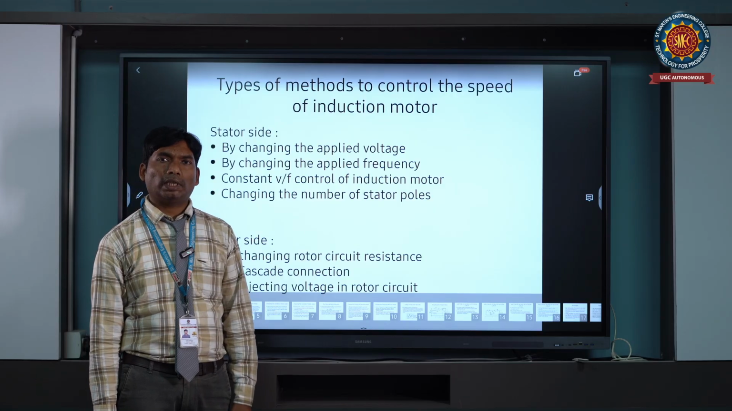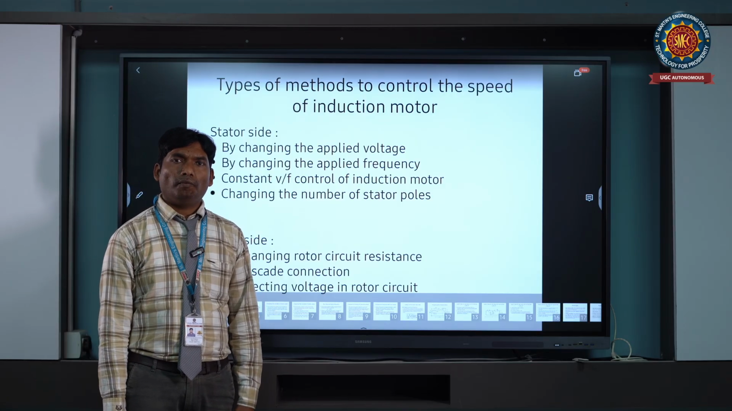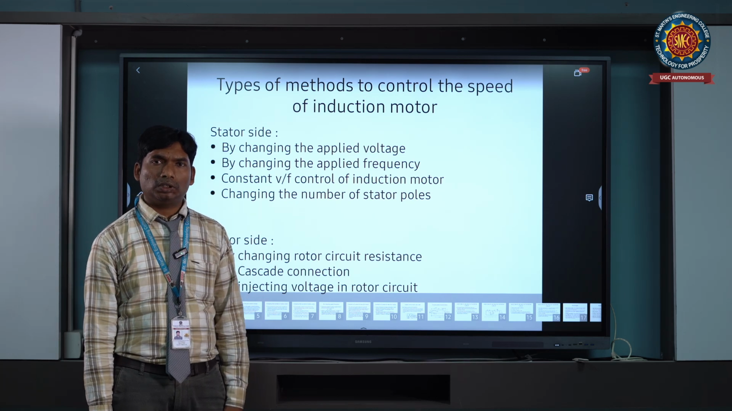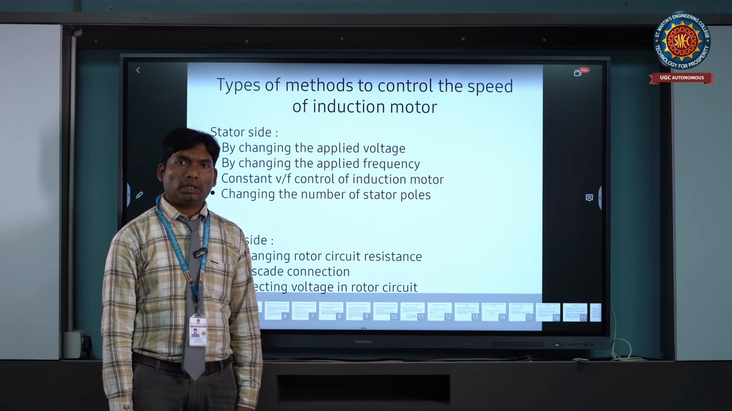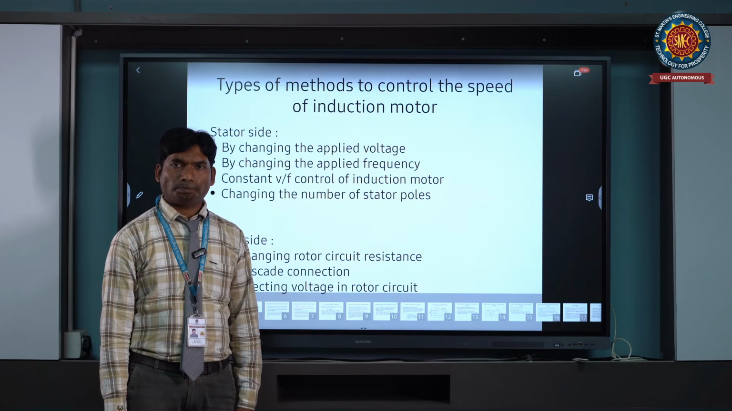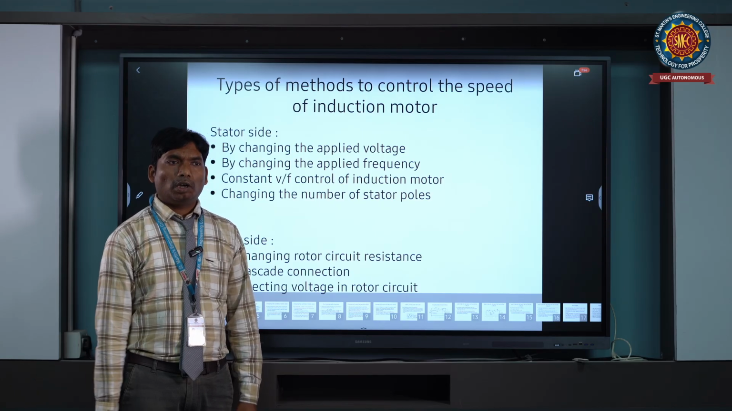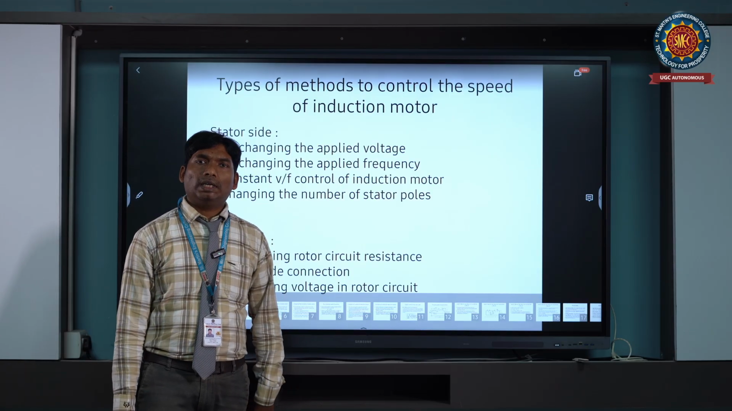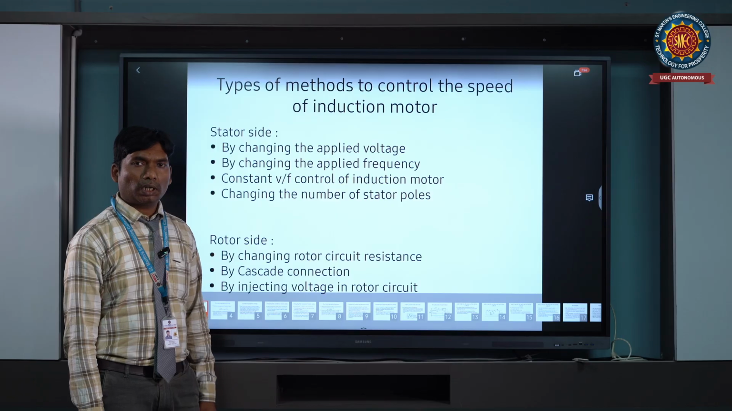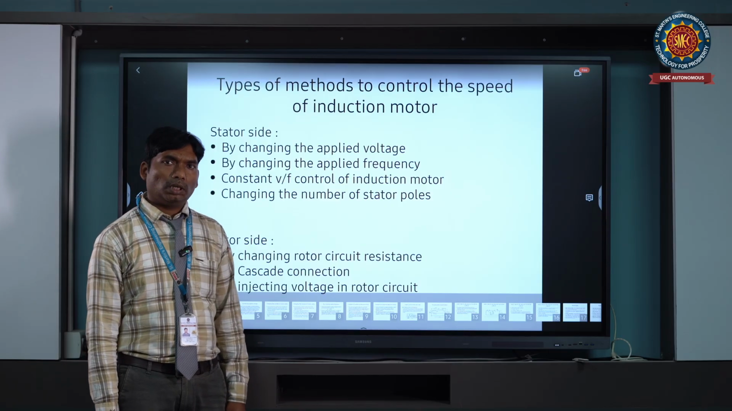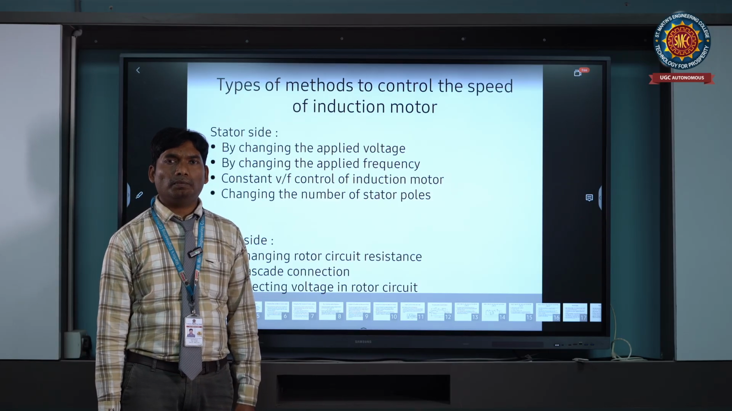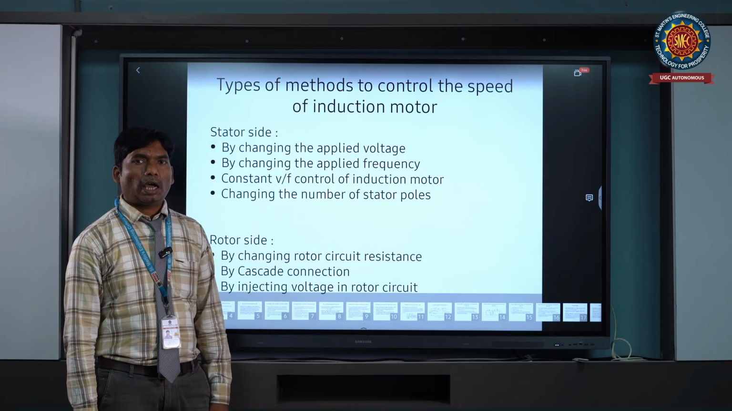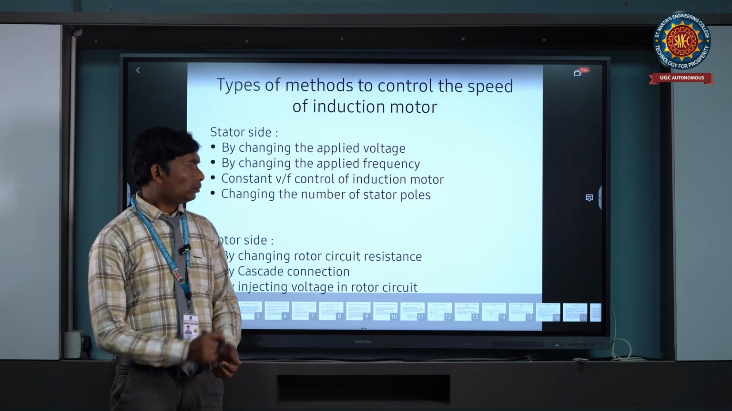Traditionally, DC motors have been used in variable speed applications. But DC motors are very expensive. They require maintenance of commutators and brushes. Compared to DC motors, induction motors are very cheap, rugged in construction, and they require less maintenance because there are no commutators. These motors are used in high power applications.